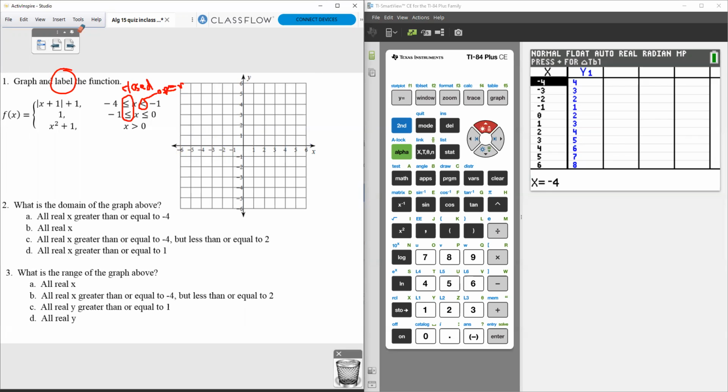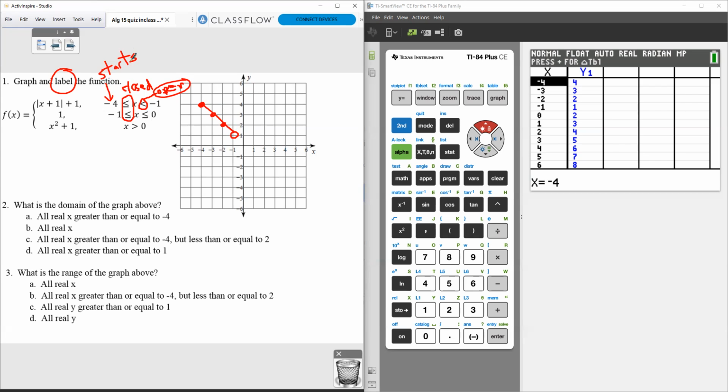So -4 is 4, and that is a closed dot there. At -3, it's 3. At -2, it's 2. At -1, it's 1. But remember, it is an open dot right there at -1. So it's going to be an open dot right here. Connect the dots. That's the only part of the graph that we want. Now, we don't want an arrow on the end because this is where our graph starts. It starts at -4. So that's the only part.